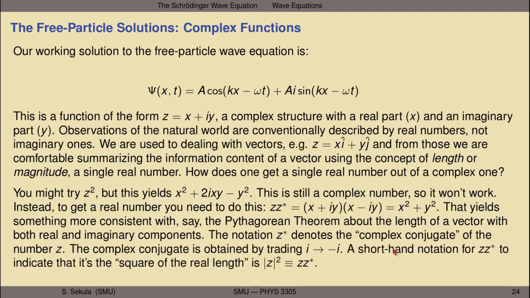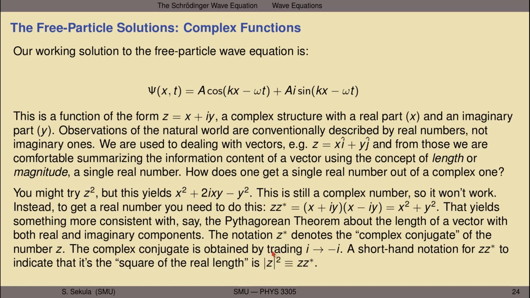Now, to keep this consistent with our instincts about vectors and lengths and magnitudes, we have a shorthand notation for z times z star, z times its own complex conjugate, to indicate that it is the square of the real length, the thing we would really measure in nature if we described a problem using complex numbers. And that is denoted by the magnitude or absolute value bars of z, all squared. So the magnitude of z squared is defined as z z star.